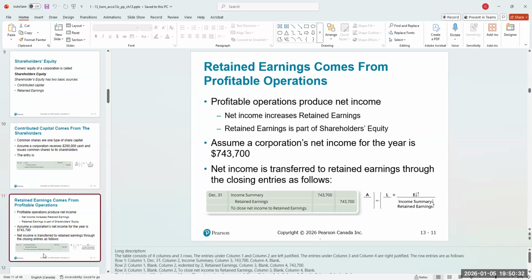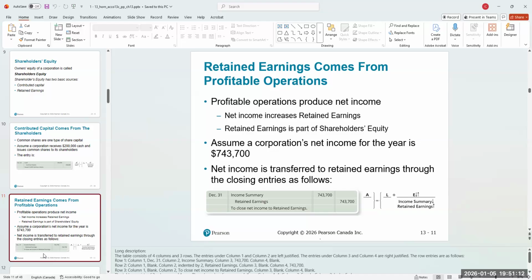Now, profitable operations is definitely going to produce net income. What does net income mean? Sales are more than the expenses. What's going to happen if we have a positive net income? That's going to increase retained earnings. Now, retained earnings is part of the shareholders' equity. Why? Because that's the reason why the shareholders invested in the first place. They brought their investment to create the capital, which makes the company work to generate income.